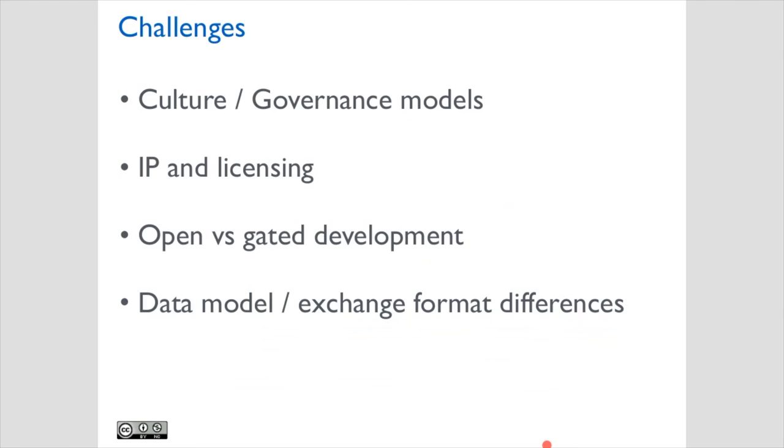There are challenges from both my perspective and Aaron's, and those challenges are around the culture and governance models between the two communities, IP and licensing. xAPI features an open development model, whereas the IMS community is really a gated development model. And then, of course, as you've seen, there are some differences between the data model and also the exchange formats. The use of JSON-LD in the Caliper community is something of a differentiator between us and xAPI, and again adds to the differences. Are there any other challenges that you want to highlight, Aaron?